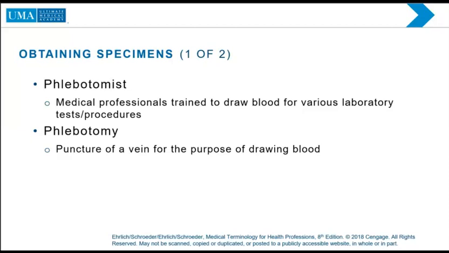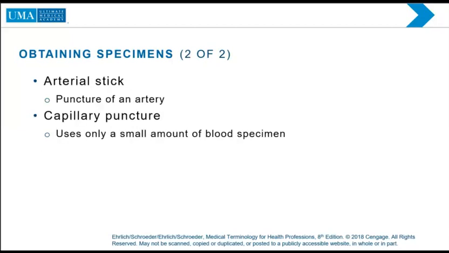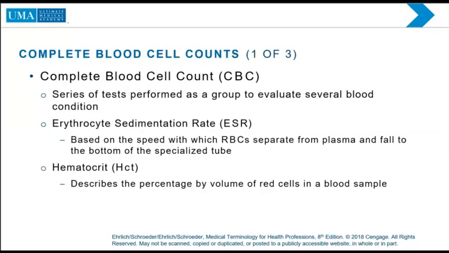Phlebotomy is the puncture of a vein for the purpose of drawing blood. An arterial stick is puncture of an artery. A capillary puncture uses only a small amount of blood specimen. Complete blood count. A complete blood cell count, also known as a CBC, is a series of tests performed as a group to evaluate several blood conditions.